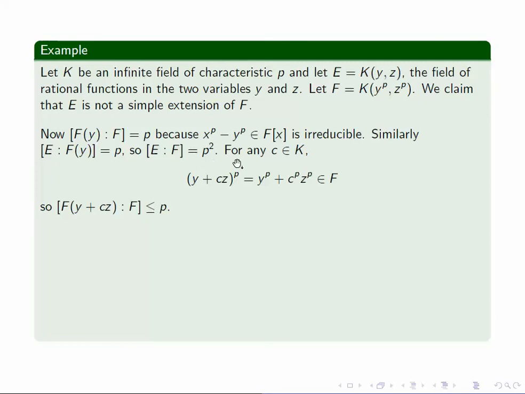Now, take any element c in K, and recall there are infinitely many choices of c. (y plus cz) to the p is equal to y to the p plus c to the p z to the p, because we're in characteristic p. And that's in F, obviously. So the degree of F(y plus cz) over F is less than or equal to p.